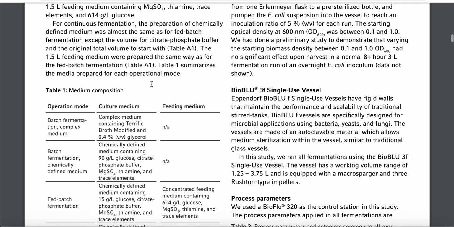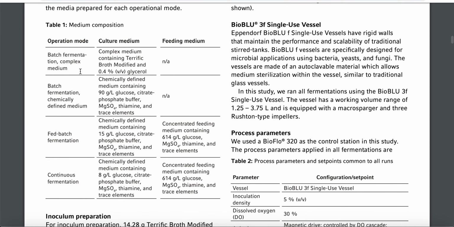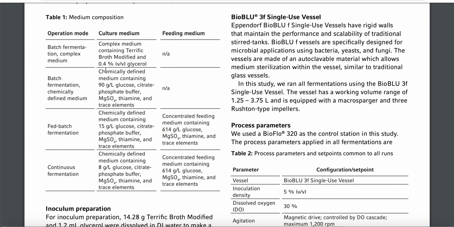Anyhow, for fed batch, they used 0.4% volume per volume glycerol, and then a chemically defined medium containing 90 grams per liter glucose, citrate phosphate buffer, magnesium sulfate, thiamine, and trace element. Chemically defined medium containing 15 grams per liter glucose, citrate phosphate buffer, magnesium sulfate, thiamine, and trace element.